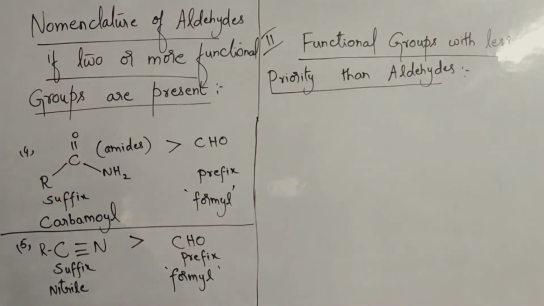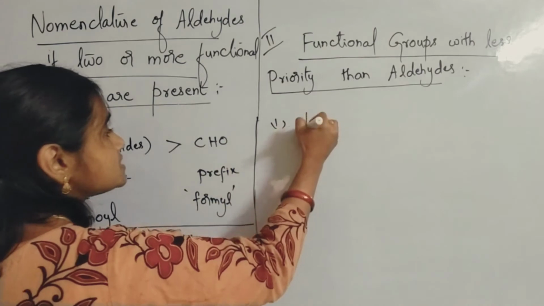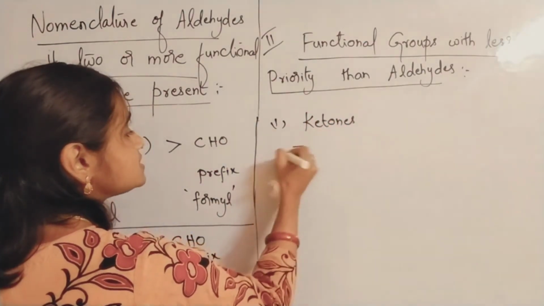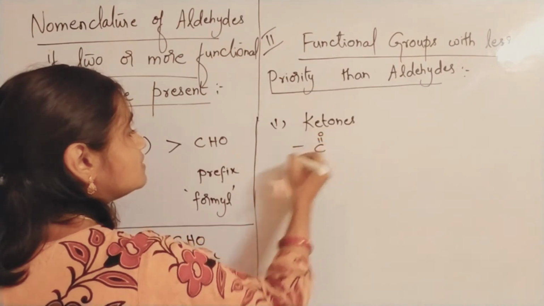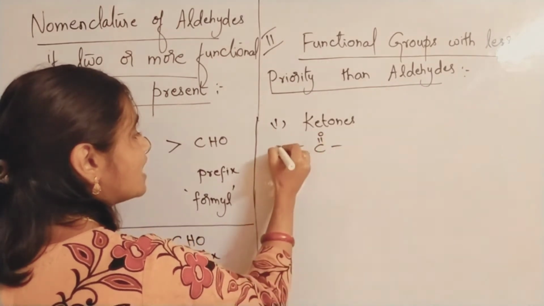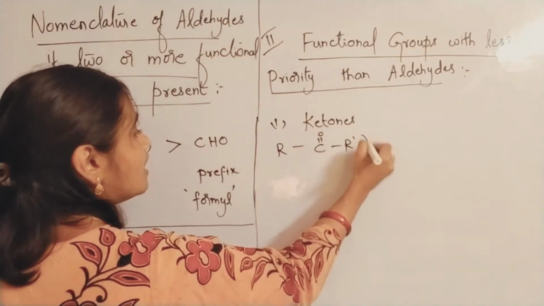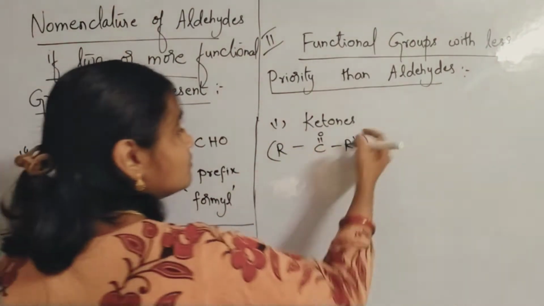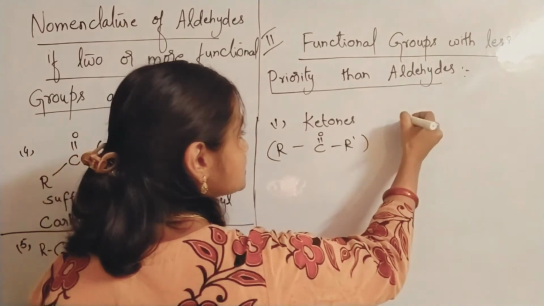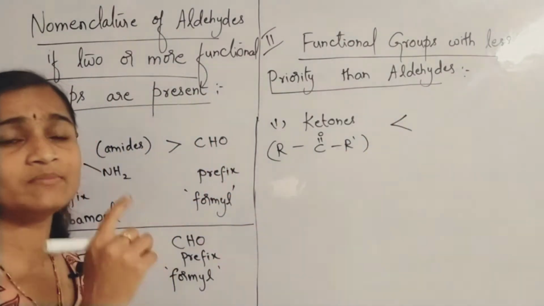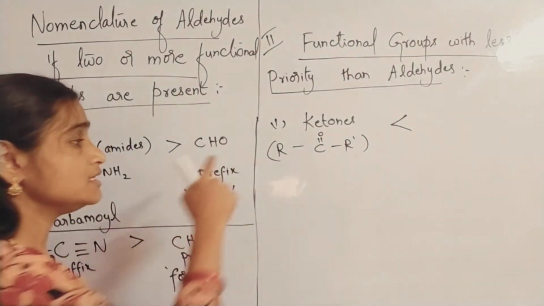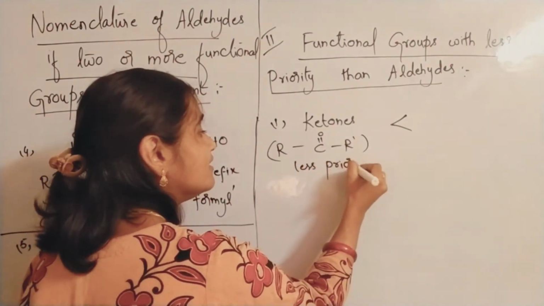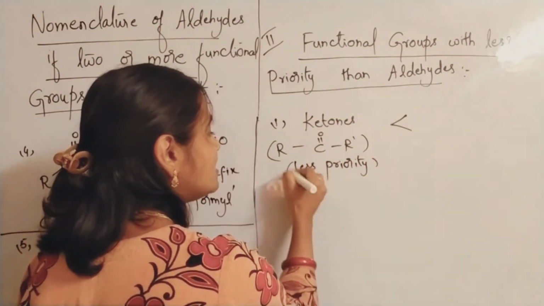So first one is ketones. You all know ketones. RCOR dash are called ketones. This is the functional group for ketones. Ketones are having less priority. I am giving a less than symbol now. This is less priority than aldehyde.